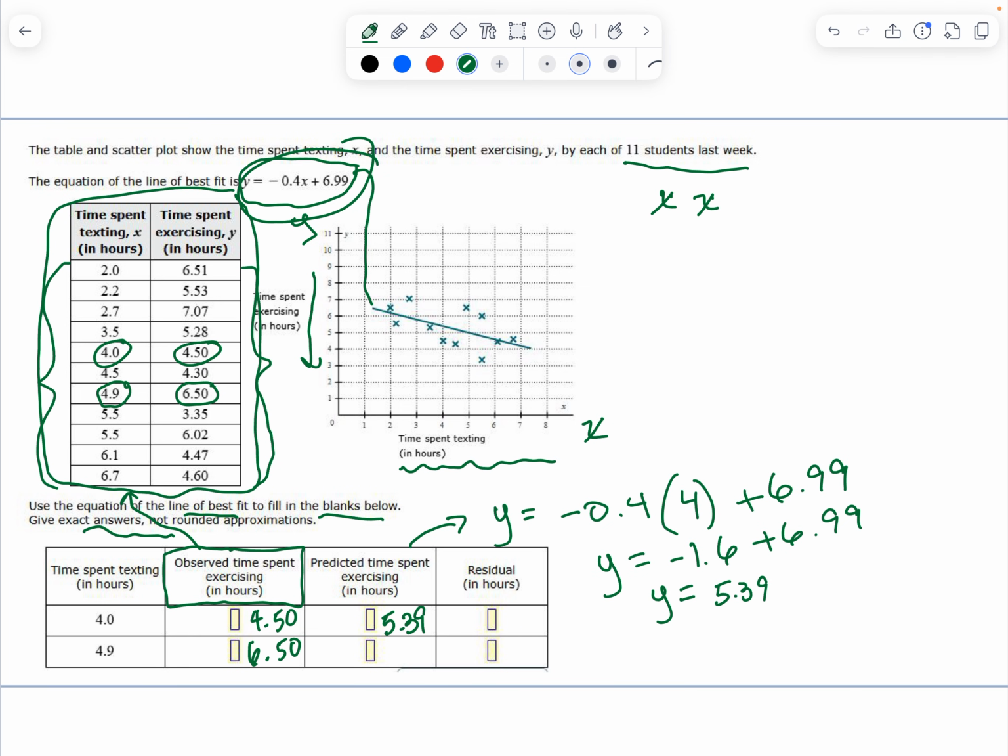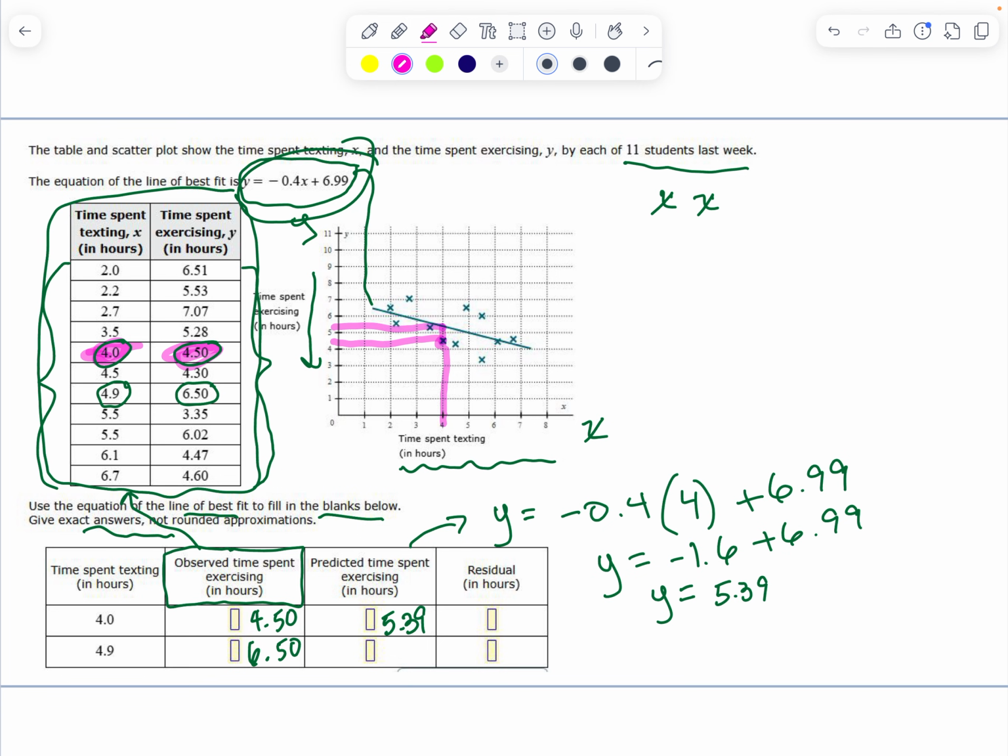Let's stop and review what we just did. I'm going to grab my highlighter. We know that this student, texting for 4 hours, ended up exercising 4.5 hours. Let's find this person. This person is right there, and if you look across, that's 4.5. Now the line predicted, if we go up a little further, that after texting 4 hours, they would roughly get 5.39 hours.